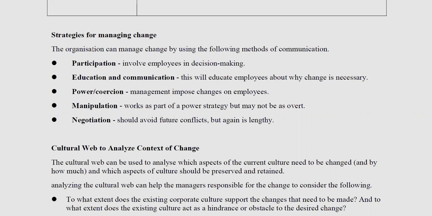Then we have manipulation. That works as part of a power strategy, but may not be seen as overt. So you manipulate them. This is an internal working, right? The manager will find a way to manipulate them. Then we have negotiation, which involves what? You talk to them, you reach a compromise with them, but it can take time. So mostly this is not advised.